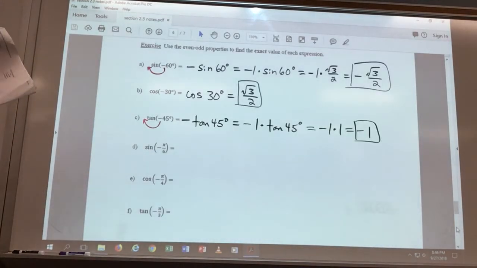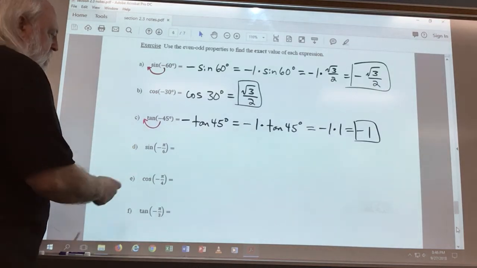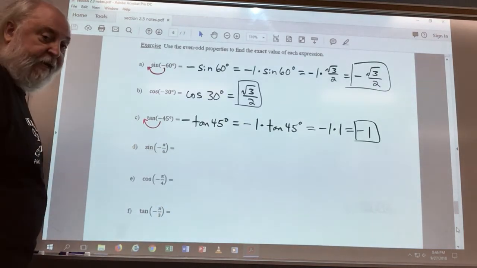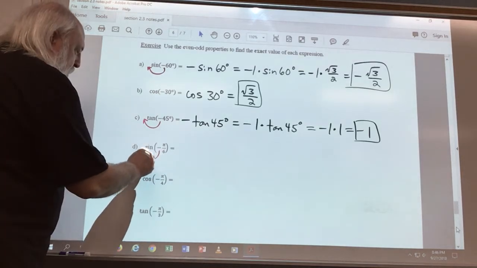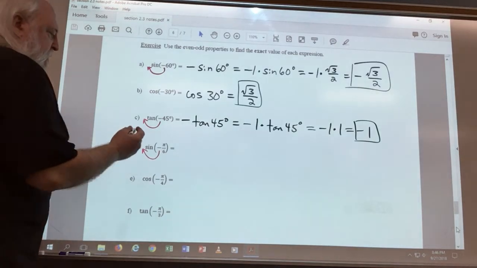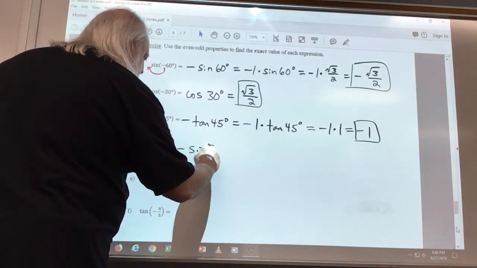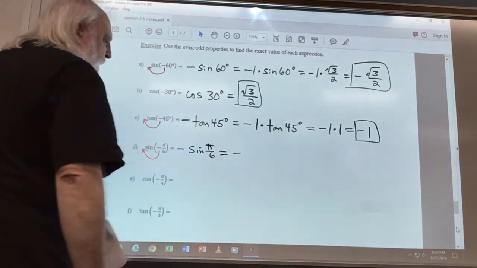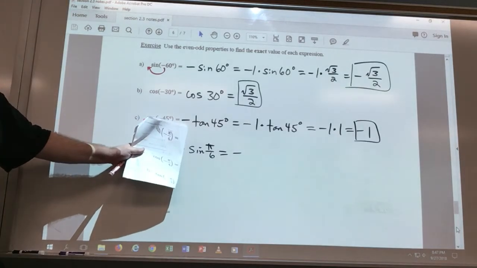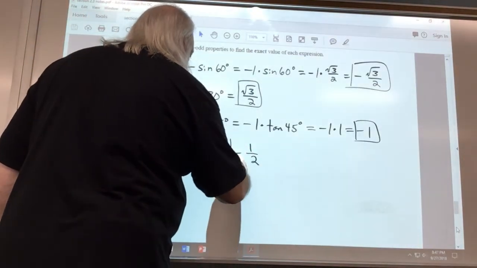The sine of minus pi over 6, well, sine's an odd function. Now we're dealing with radians, okay? So we have to bring the minus sign out in front of the sine function. And so the sine of minus pi over 6 is equal to the negative of sine pi over 6. And sine pi over 6 in the unit circle is equal to 1/2. So this is equal to minus 1/2.